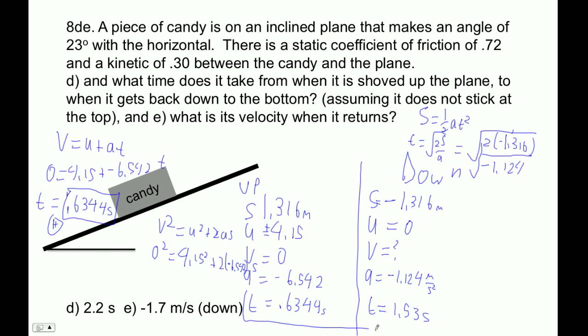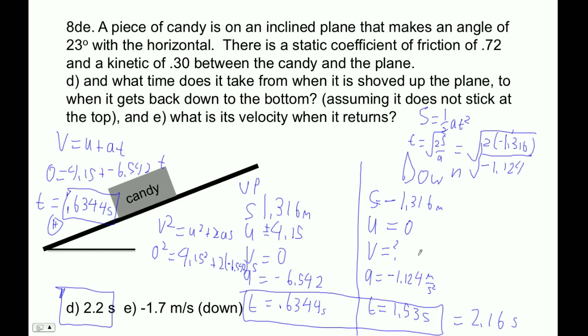So we can answer the question, how much time does it take? I'm just going to add these together, plus 0.6344, 2.16 seconds. So 2.2 seconds is how long it takes to get back down. It takes less time to stop going up because the deceleration on the way up is greater, because both forces are against you. And on the way down, it takes a little longer.